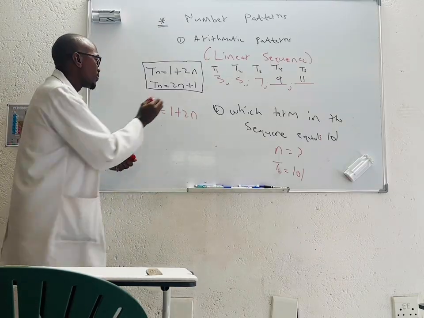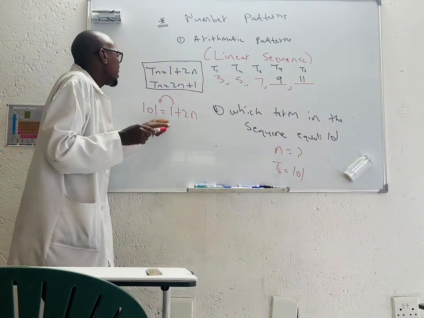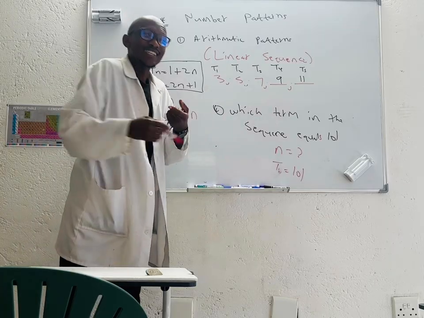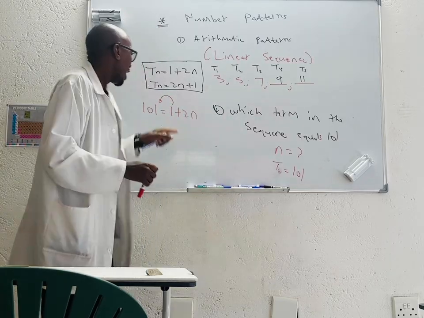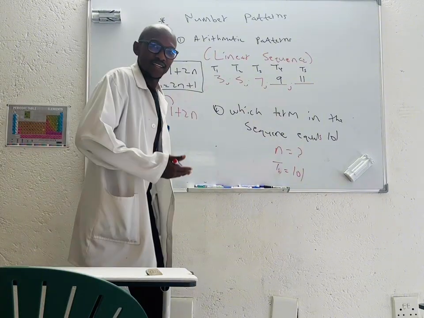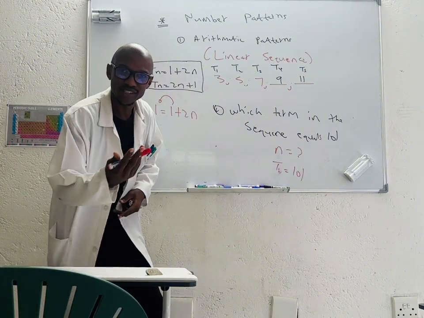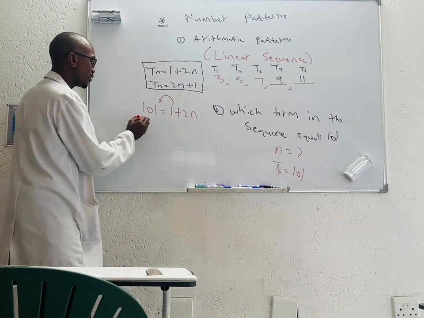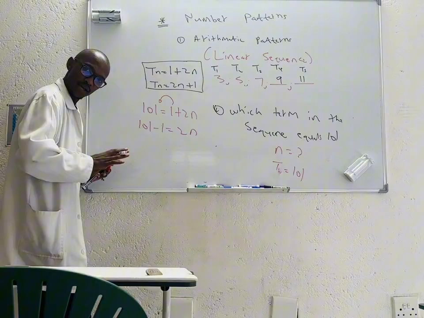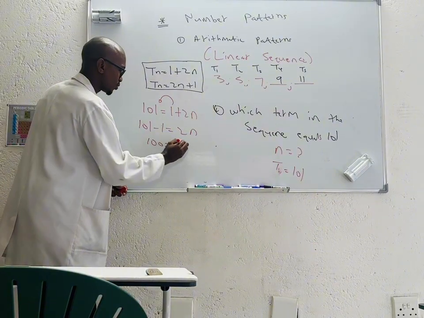So what I'm going to do is take this one and move it across. This is what I'm going to tell you guys: every time a number or a letter crosses the equal sign, he or she gets married. If I'm positive, as soon as I cross the equal sign, I become negative. If I'm negative and I cross the equal sign, I become positive. So this becomes 101 minus 1 equals 2n. Then from there, I get 100 equals 2n.